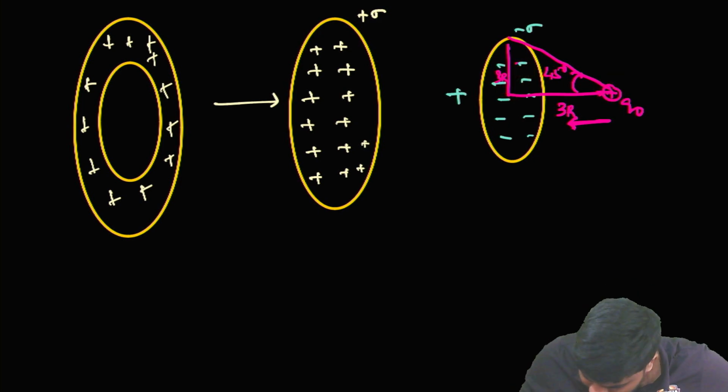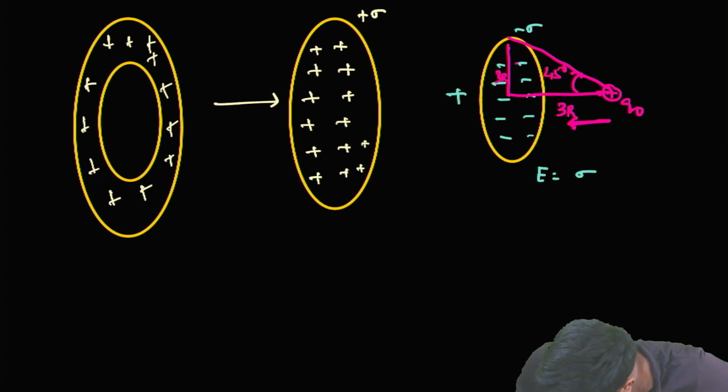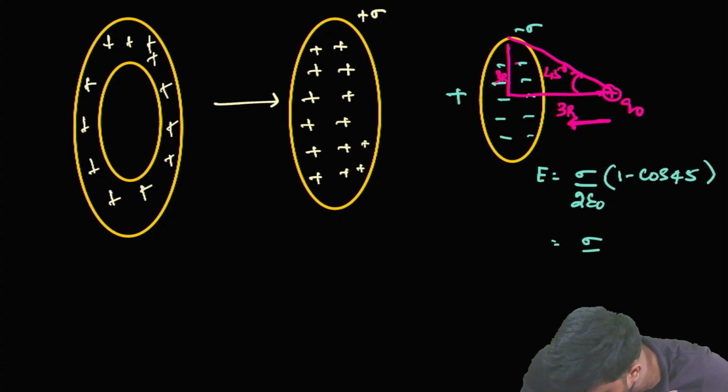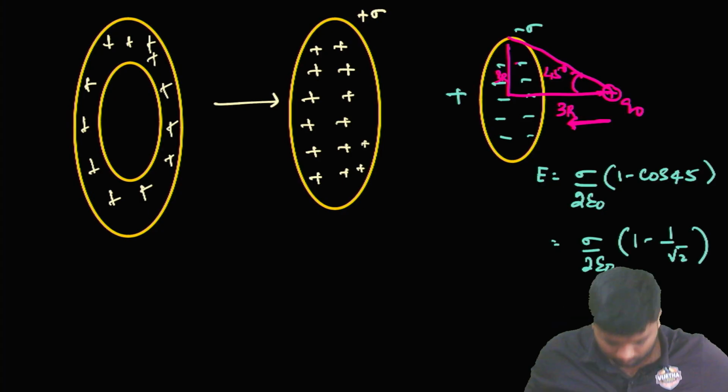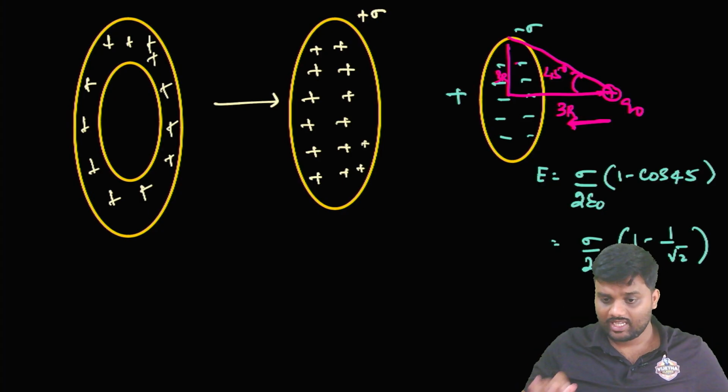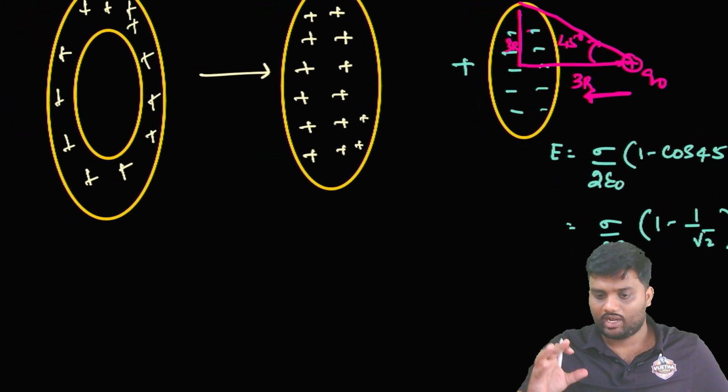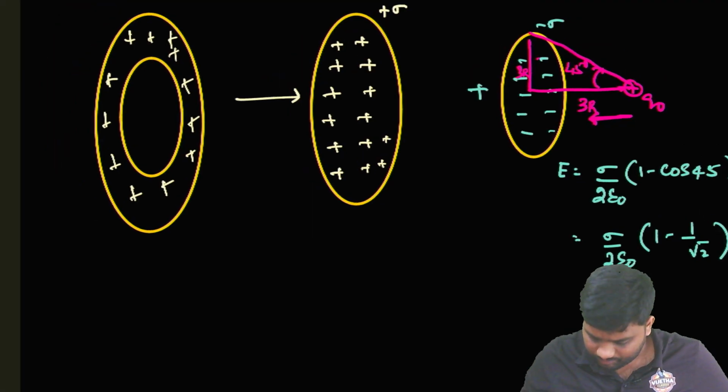That means the electric field is given by sigma by 2 epsilon naught (1 minus cos 45). That is equal to sigma by 2 epsilon naught (1 minus 1 by root 2). This is the electric field due to this smallest disk.